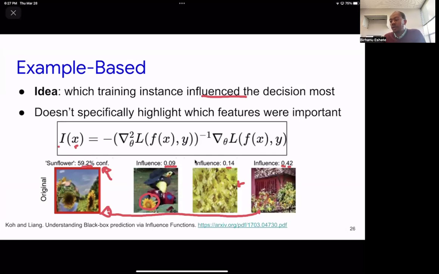And influence score could be computed in different ways, but you can rely on the gradient of the loss function for the input. And you can compute this with respect to what we call the Hessian matrix. So the Hessian matrix over here is the inverse of the Hessian matrix multiplied with the gradient of the input. The loss based on the input would be a way to compute one way you would compute this influence scores. And remember here, it doesn't specifically highlight which features are important, but this is one way to look at interpretability.